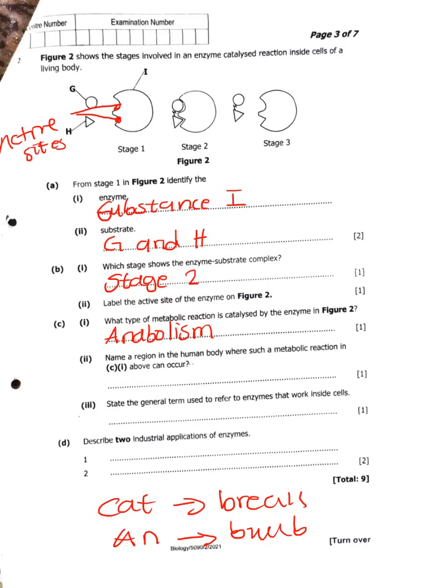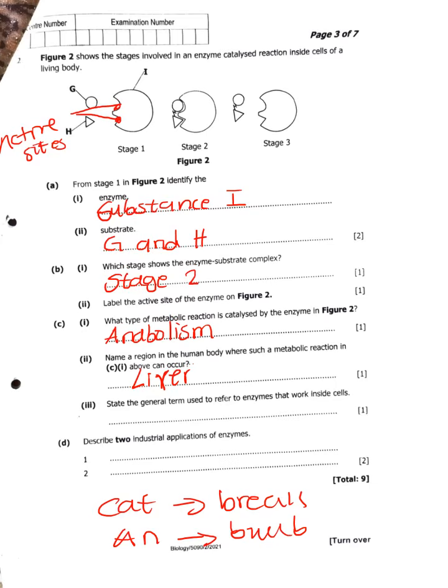Okay, now let's move on to question C, Roman number 2. Name a region in the human body where such a metabolic reaction in C1 above can occur. So like glycogenesis, where the glucose is converted into glycogen. So this occurs in the liver. That is one of the examples we can give for anabolism. So the liver can be our example.